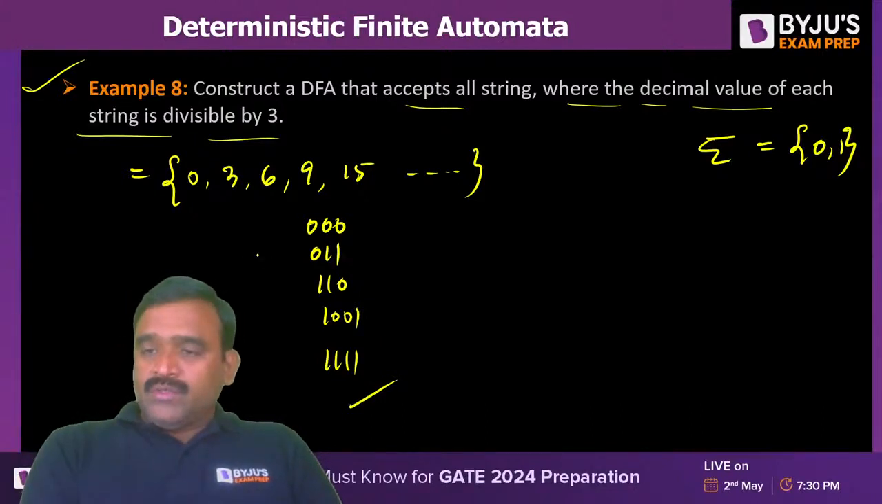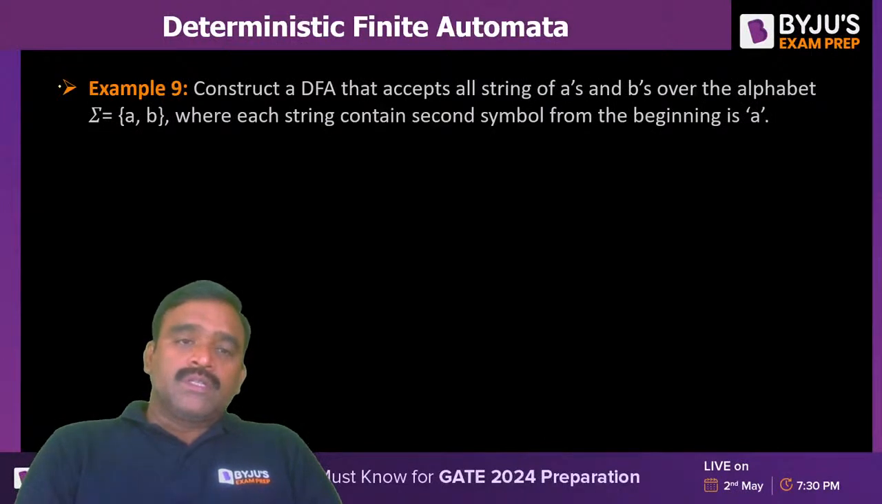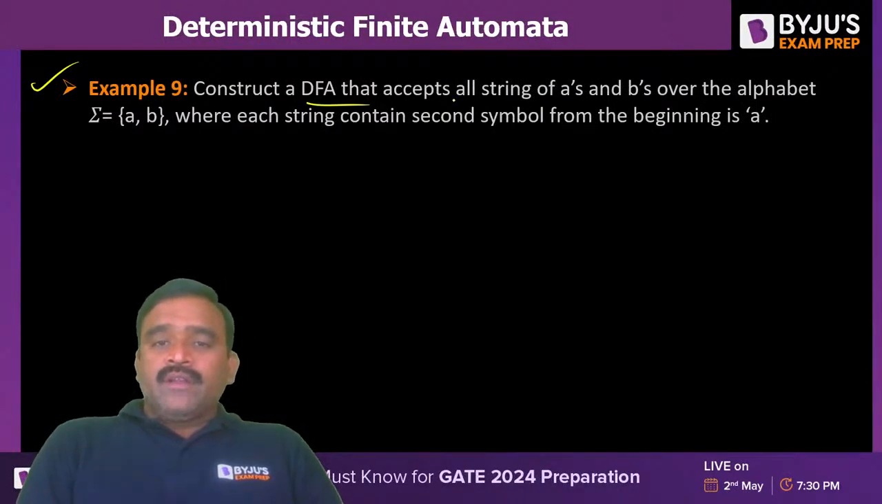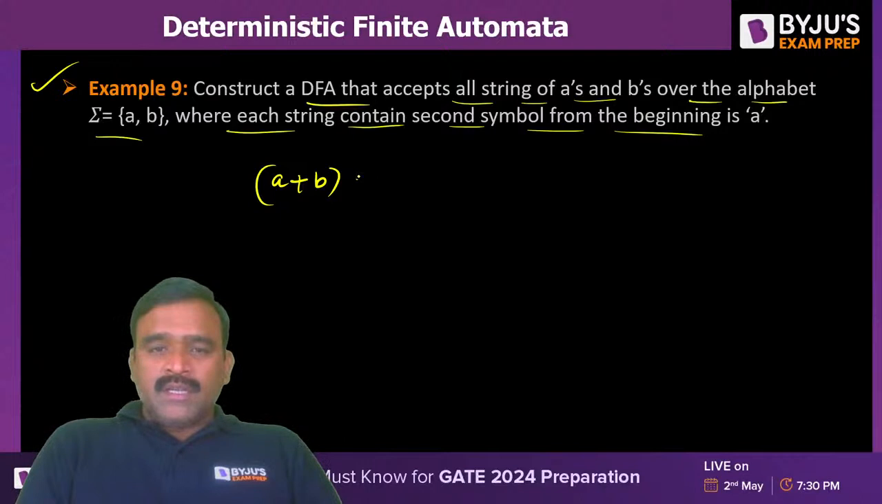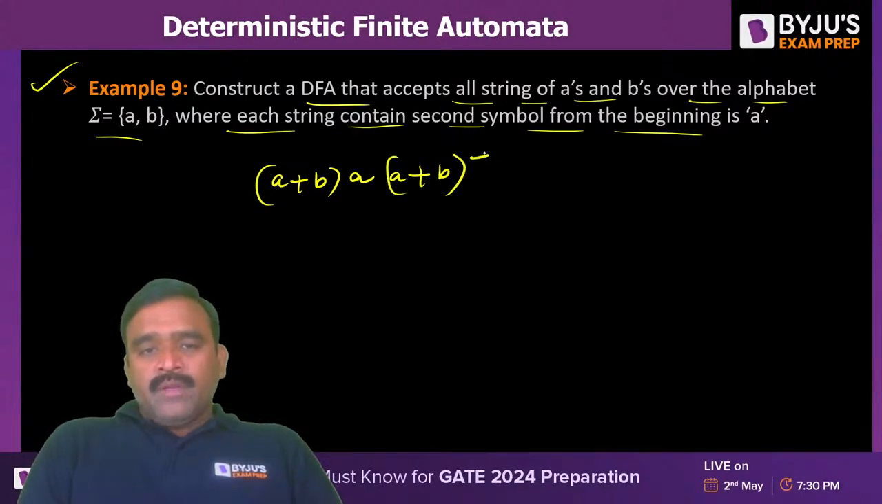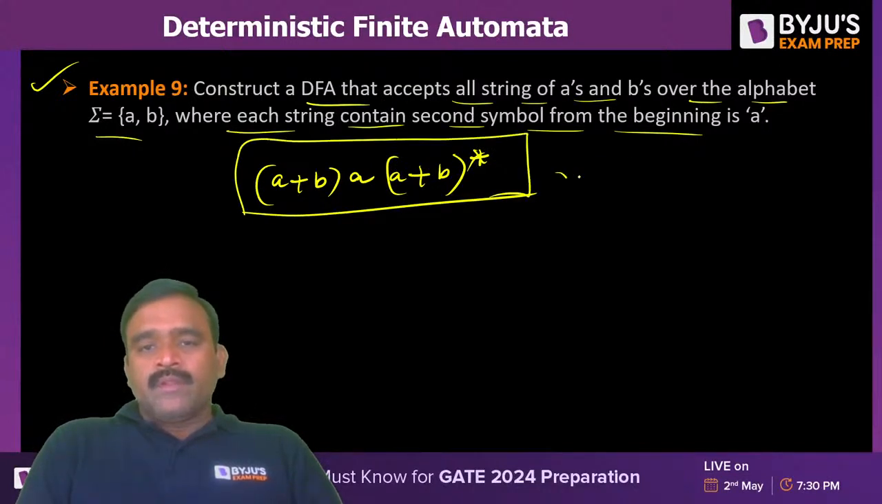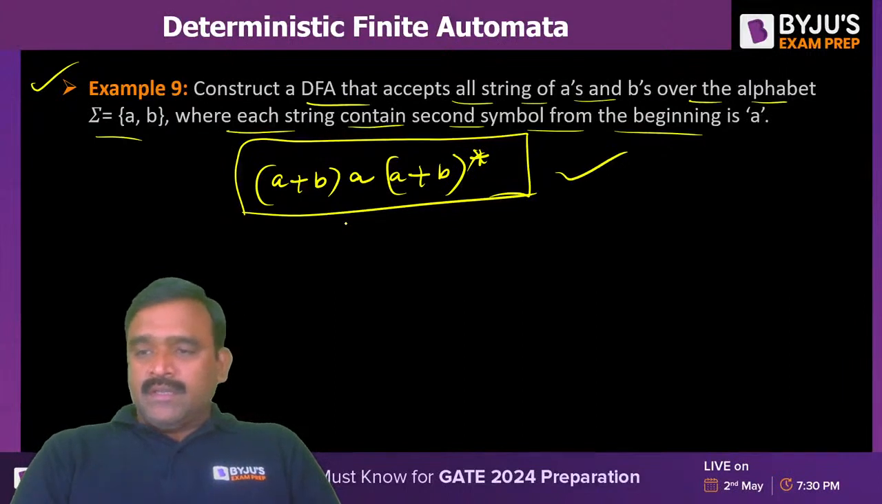Okay, this also we'll discuss in the comment box. Try to ask your questions. And construct a DFA for all strings of A's and B's over the alphabet A, B, where each string has its second symbol from the beginning as A. Second symbol from the beginning means the first symbol is A or B, the second symbol is exactly A, followed by any combination of A's and B's. A plus B followed by A plus B whole closure. So for this you construct the DFA.